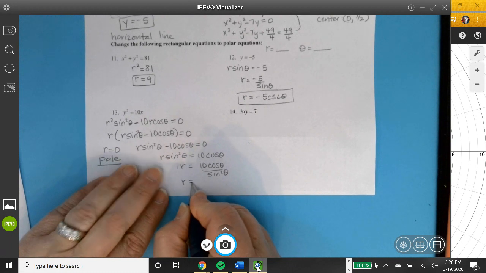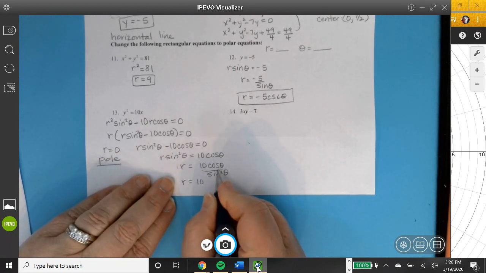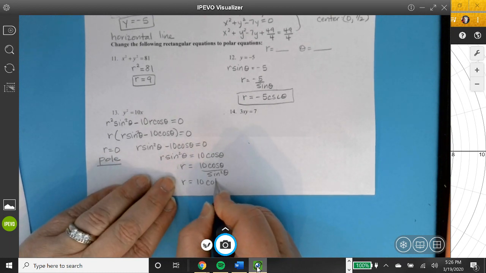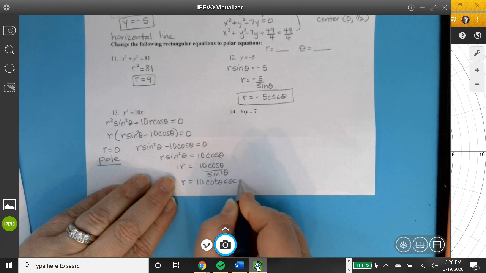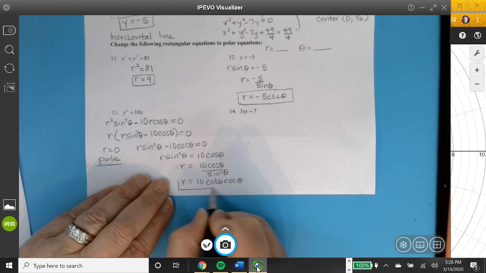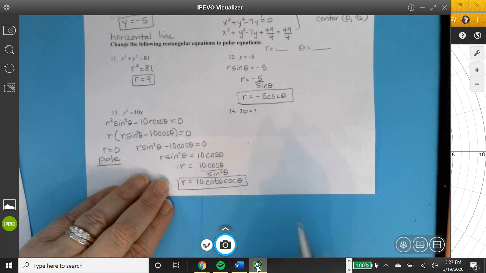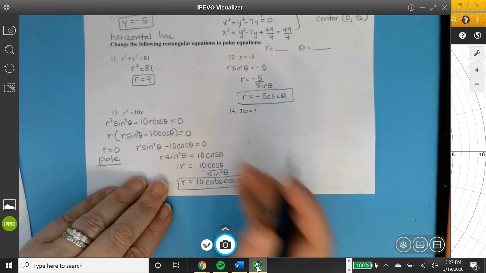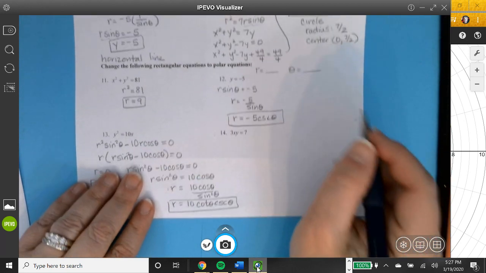And we could simplify this because cosine over sine is cotangent. So we can make it cotangent theta, cosecant theta. Just makes it prettier without any fraction. Okay? All right, let's do this next one.